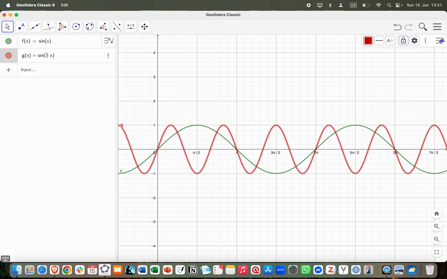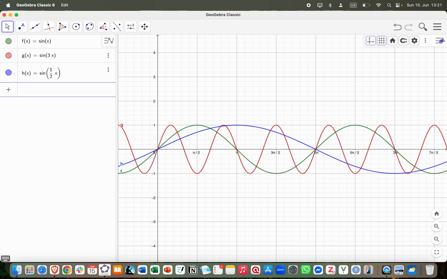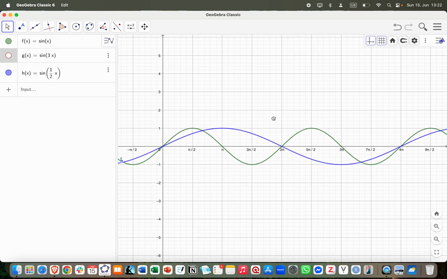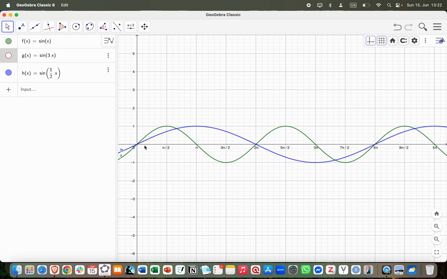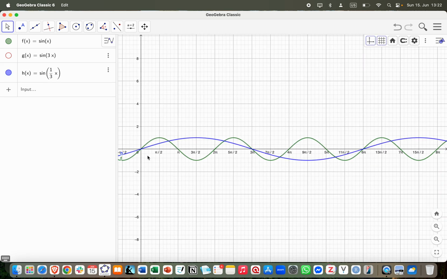What about if we change this to 1/2? So let's say h of x equals sine 1/2 x. Okay, what happens? So the one cycle for h is actually twice that of f. So one cycle is 4 pi. And if you change this to 3, notice that one cycle is equal to 6 pi.